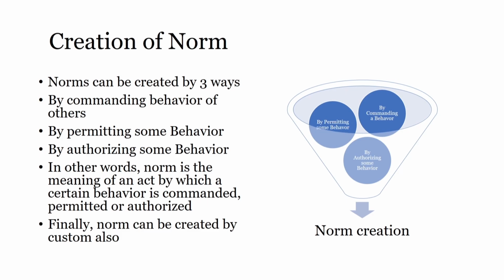Or not just someone, for example, there may be not only one person but a group of persons, a competent authority which has the power to command the behavior of others. So, that is one possibility by which norms can be created. The other way is by permitting some behavior. You permit that someone who is enjoying or holding this office may do this thing. That is, you give a privilege, you give permission to some category of people that you are permitted to do this.